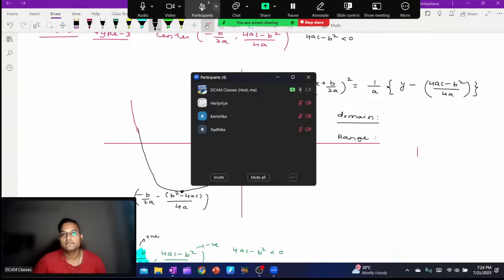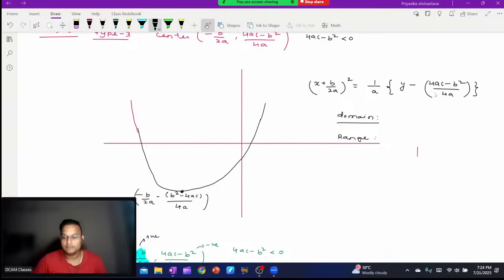Hmm. Tell me. Can you tell me what are the domain and ranges? Anyone? Sir, wouldn't it be R and R? No. Why it will be R? See, the domain can be R, that's correct. Domain can be the real numbers because you can take any value x including 0, from negative infinity to positive infinity.